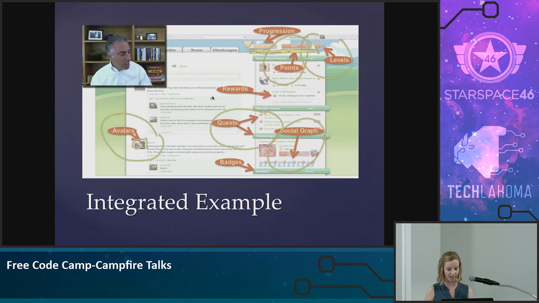Okay, so here's an integrated example that Dr. Warbach talked about. Just all of the elements. Obviously, you can't have every single element in a system, and hopefully it's thoughtfully designed.